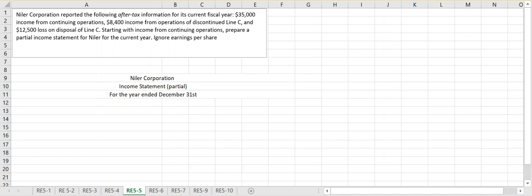In this review exercise, we are going to look at what happens when a company decides to discontinue a certain segment or division of their business. And we're going to look at the lower portion of the income statement.